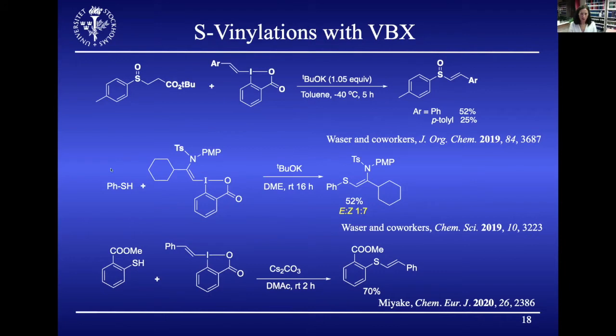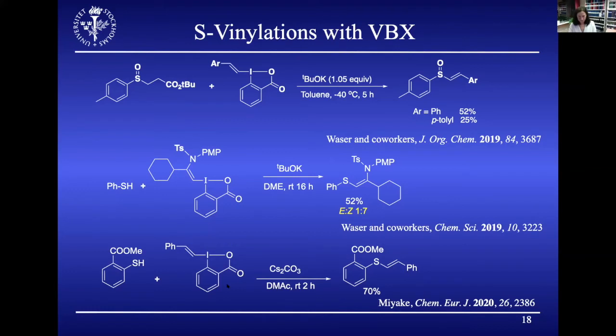Here we see a more direct comparison where they actually take a thiol and they take this nice heteroatom functionalized VBX reagent and indeed get the S-vinylation product out of it. They go from completely stereoselective VBX reagent to a mixture of 7:1 in the product. And then there's one example by Miyake's group, also very recent, where they again were working with EBX, but then showed with VBX that they could do similar chemistry.